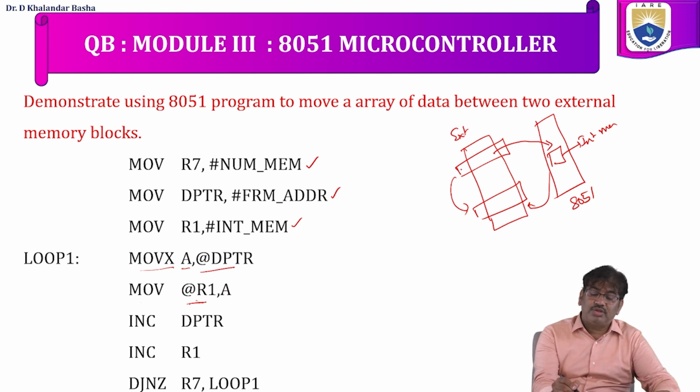Accumulator contents will be copied into that memory location. Next, for pointing to the next address, we have to increment the address pointer, which is DPTR for external memory and R1 for internal memory. So we go for incrementing DPTR and R1. Now it will point to the next memory location.